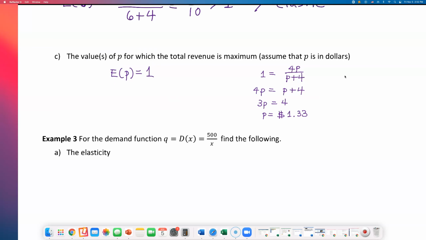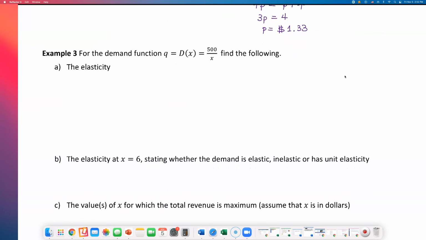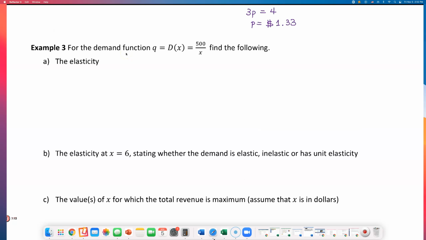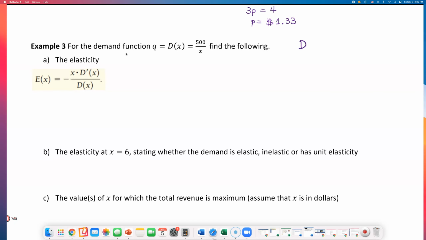Okay, I think I can finish this second example. This will be the shortest lesson of this semester, really, right? For the demand function, Q equals D of X equals 500 over X, they want us to find the following. First, find the elasticity. Well, the elasticity function, I think I may have copied the formula down from the first page, is this. So in order to find that elasticity, you need to find d prime of x. D of x is 500 divided by x, so I'll rewrite this as 500 times x to the negative first power.